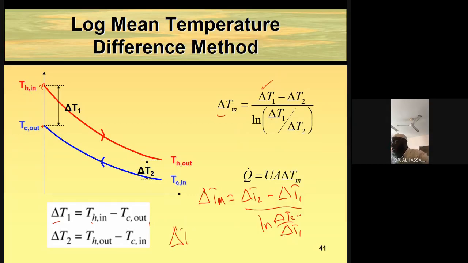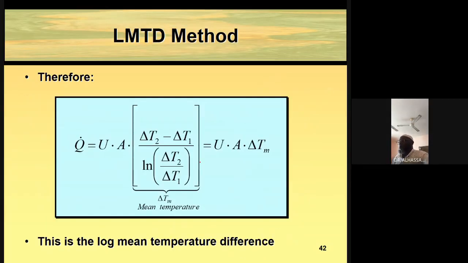Don't say that this Tm is the same as, let's say, delta T2 minus delta T1 divided by log of delta T1 divided by delta T2. No, this is wrong. You understand me? This is wrong. Whichever way, this equation and this equation are the same. So that's why over here you see the delta Tm has been changed to this: delta T2 minus delta T1 divided by, again, log of delta T2 divided by delta T1.